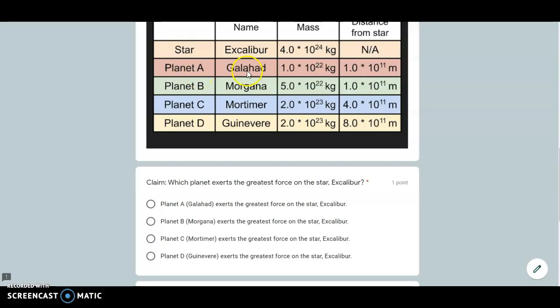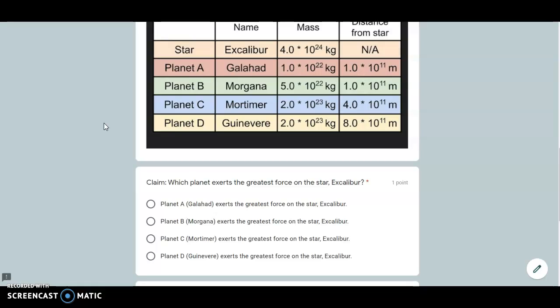So here we see planet A is Galahad, and that one has a smaller mass and the same distance as planet B. Planet B has a larger mass and the same distance. So thinking about what we know, when 2 objects are really close together in their distance, they have a greater force of gravity. When they're farther apart, they have less force of gravity. So that distance really is going to already rule out planet C and planet D.